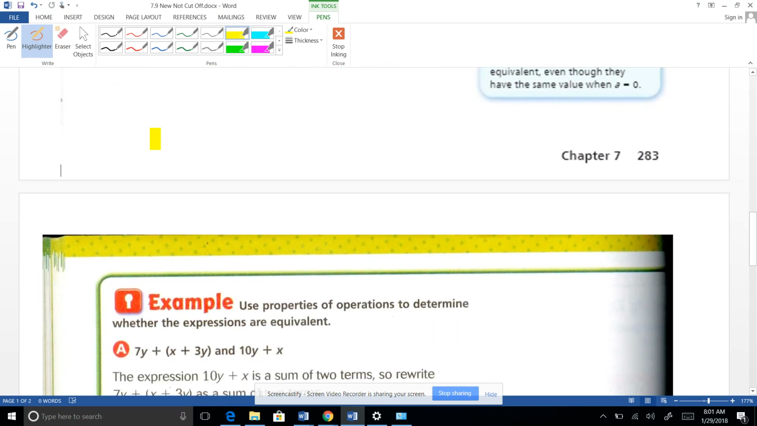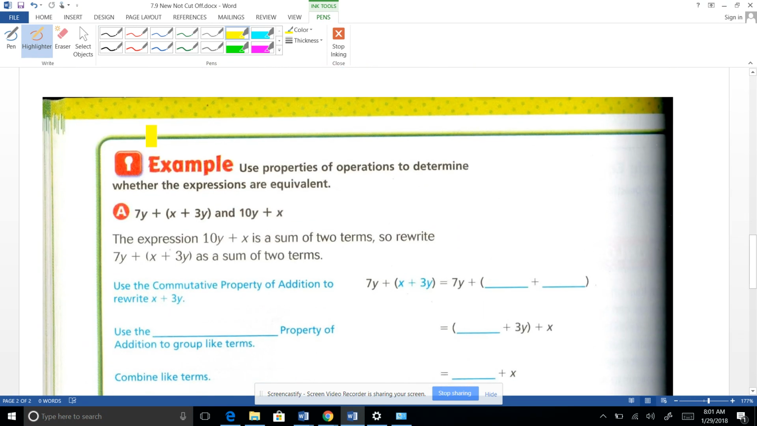Let's take a look at the next example on the next page. It says use the properties of operations to determine whether these expressions are equivalent. And we've got two different expressions here. I'm going to highlight one in yellow, highlight the other in blue. The expression 10y plus x is the sum of two terms. So we want to be able to rewrite this 7y plus x plus 3y instead as the sum of two terms. All right, how can we do that? We can do that by first saying, let's combine all the like terms we have.